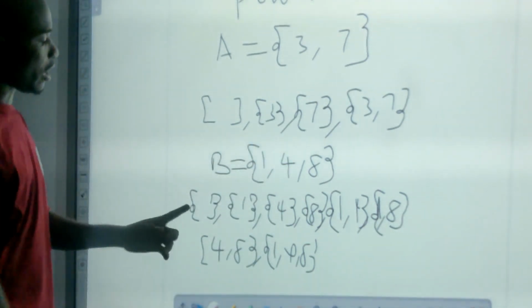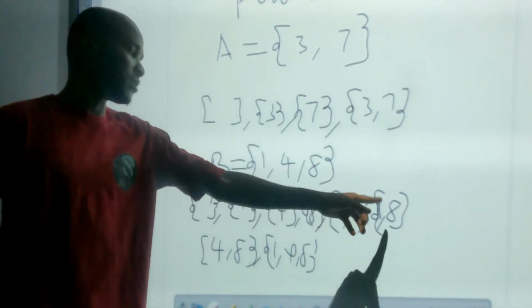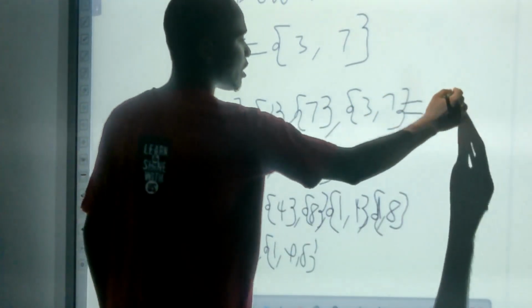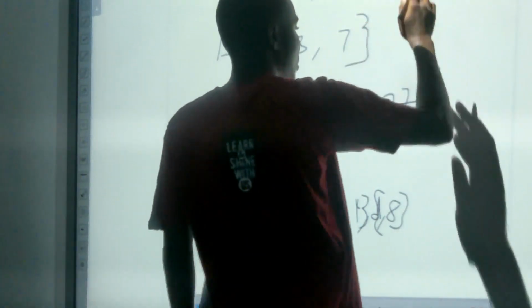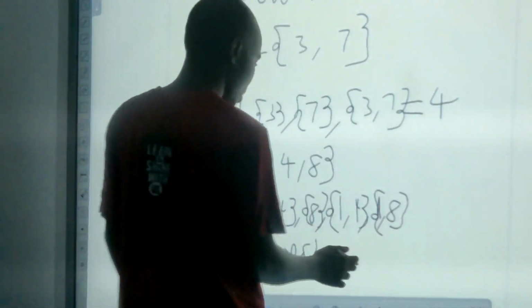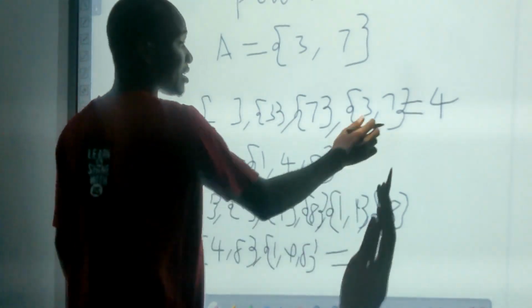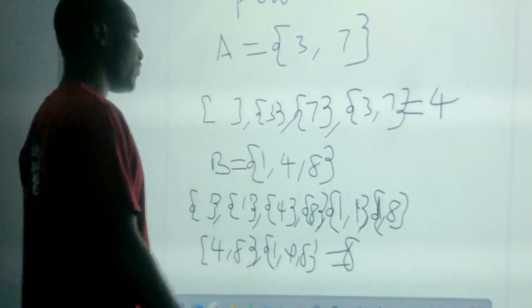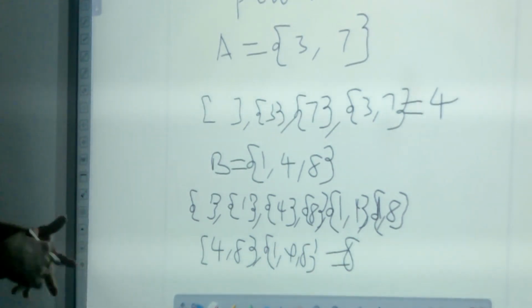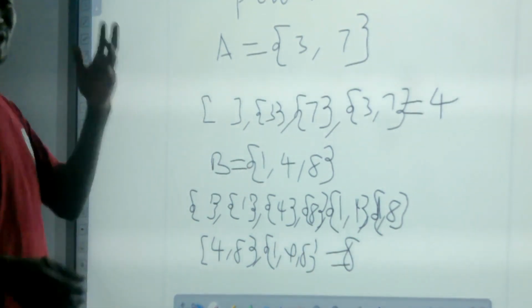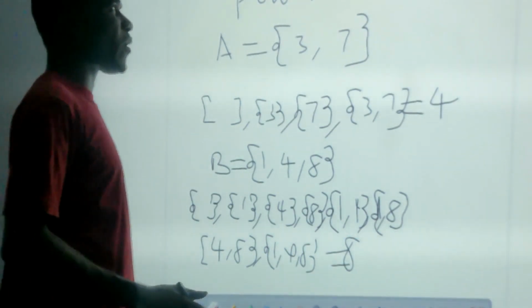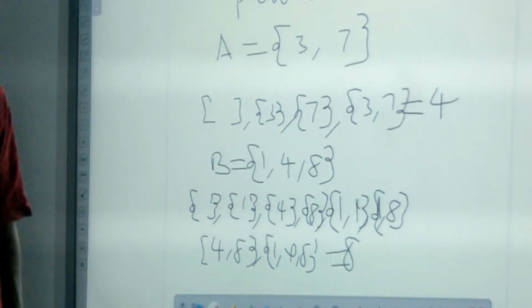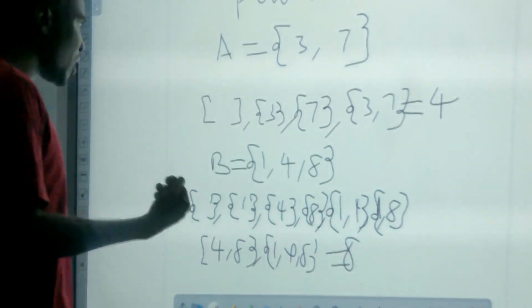So let's determine: we have 1, 2, 3, 4, 5, 6, 7, 8. So the power set here is 4. The power set here is what? It is 8. What if we now have a set with elements 4, 5? You know how it is going to take us. So we have a formula for power set. These are the questions you will be asked in OBJ, and I wouldn't want you to throw them away.